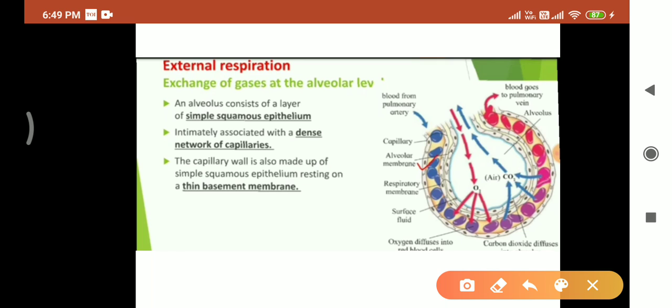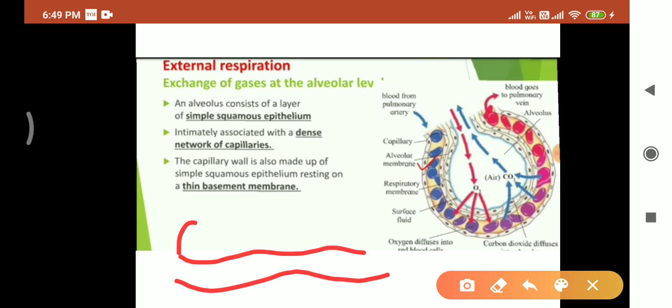Okay, so what is the structure of this squamous? This is the simple flattened cells arranged on a basement membrane. If this is the basement membrane, then a single layer of flattened cells is present here. This type of cell is called the simple squamous epithelium.